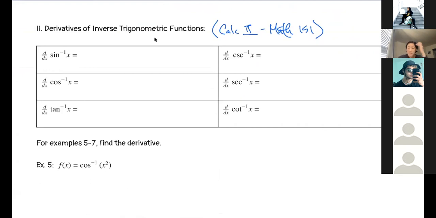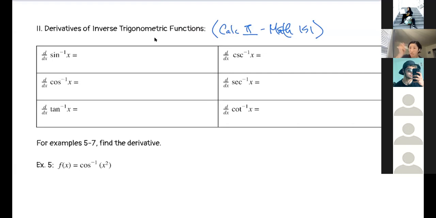We got this one last part of chapter 3. Hang in there. You guys are doing so well. Derivatives of inverse trig functions. So all of these, we can use the formulas that we just learned to derive them. I will not do that to you right now, but you can certainly look that up in your own time. Instead, let me tell you the formulas.